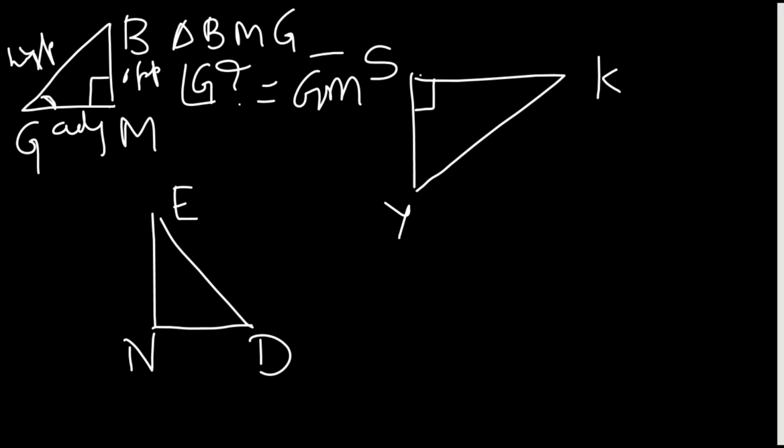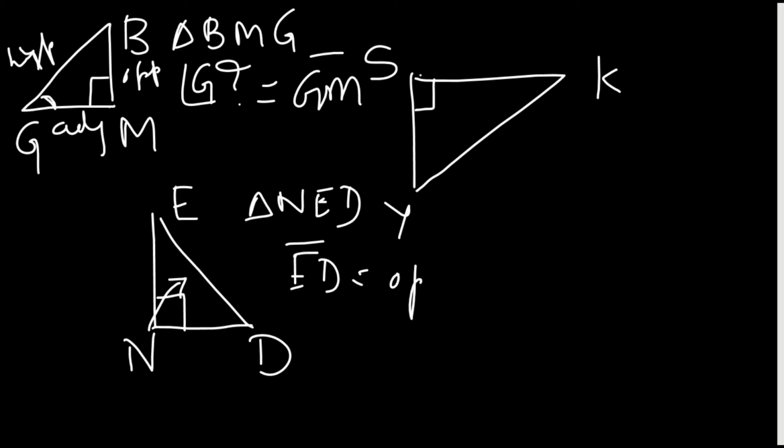Next, another example, which is a right angle triangle, NED. Here, as you can see, the right angle is formed at N. So, what is the opposite side of angle N? The opposite side is the one which is exactly in front. That will be ED or DE. So, this will be our opposite side.